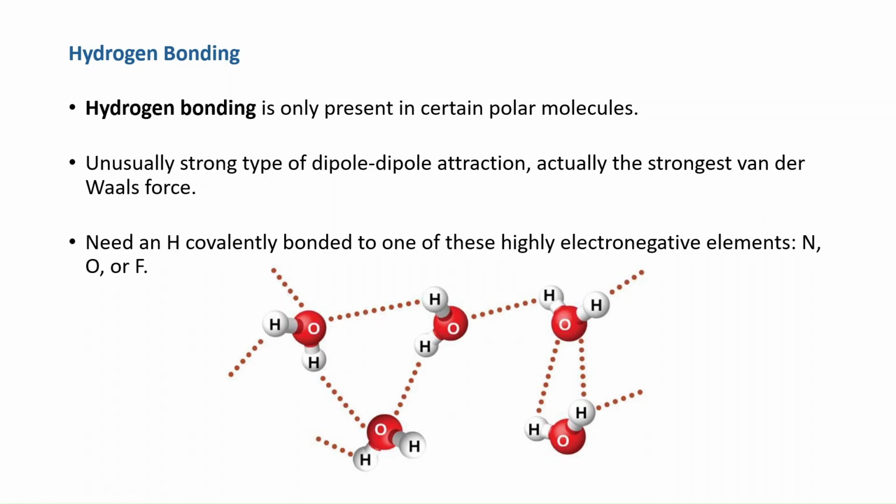So hydrogen bonding is present only on certain polar molecules because they have to have the hydrogen attached to a very electronegative atom, and it's actually the strongest of all the van der Waals forces. Again, because not only is it very polar, but the charges are very concentrated. So looking at the water molecule, you can see each water molecule can form 4 hydrogen bonds. Because oxygen, that's slightly negative, can form hydrogen bonds with 2 different hydrogens. The hydrogens are going to form hydrogen bonds with the oxygen of another molecule.